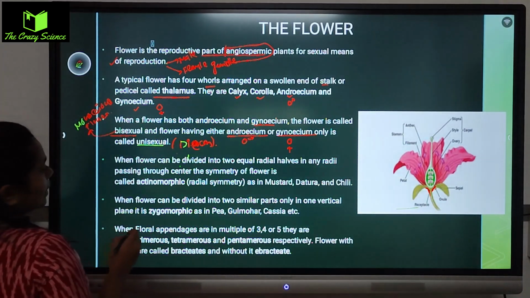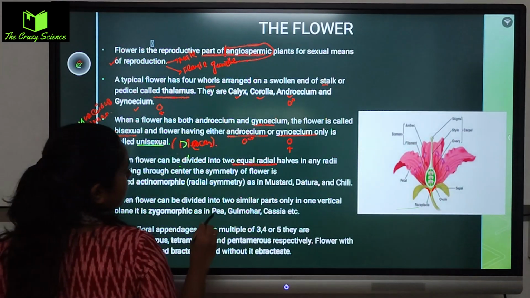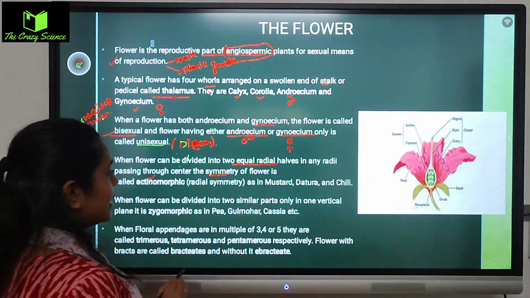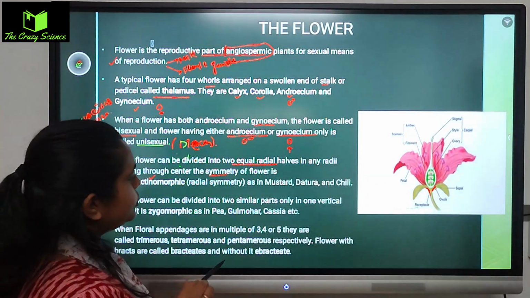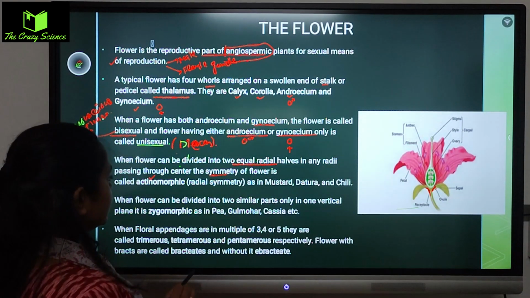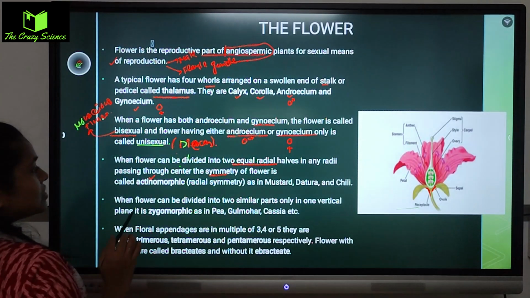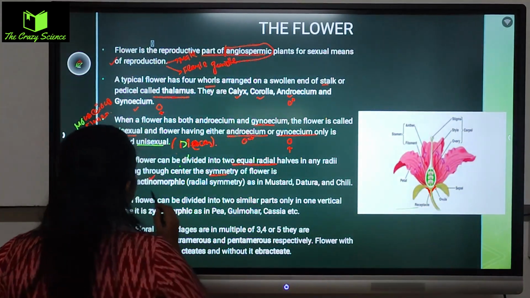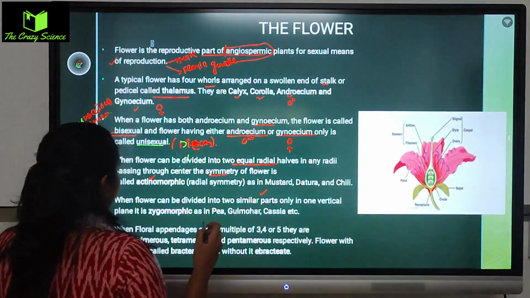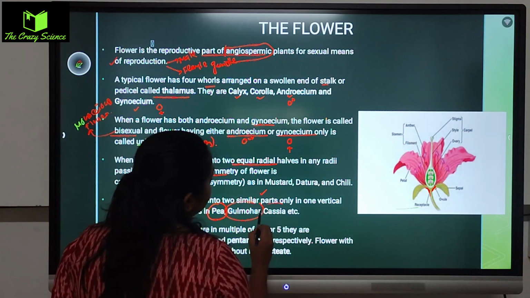When a flower can be divided into two equal radial halves in any radii passing through the center, the symmetry of the flower is called actinomorphic, that is called radial flower, for example mustard, dhatura and chili. When the flower can be divided into two similar parts only in one vertical plane, it is called zygomorphic. For example, pea, gulmohar and cassia.